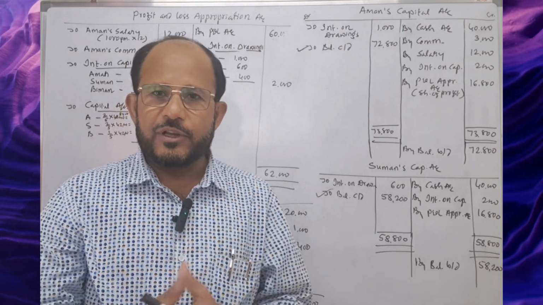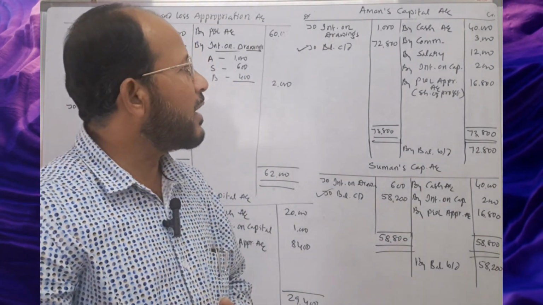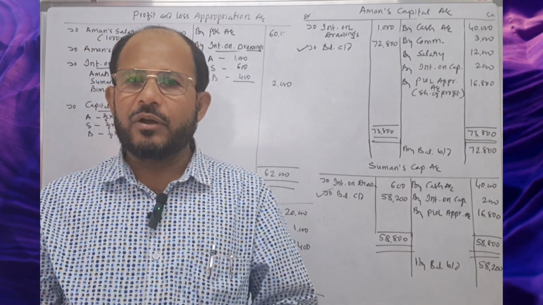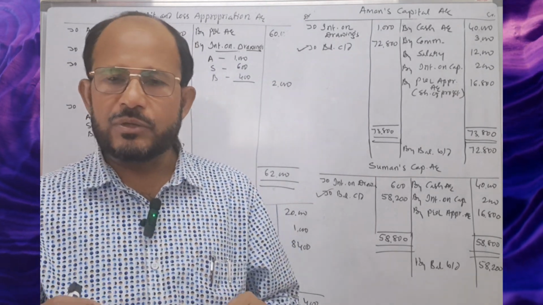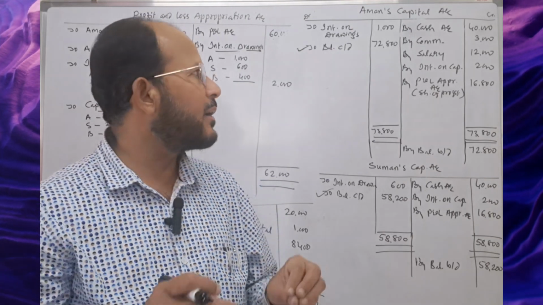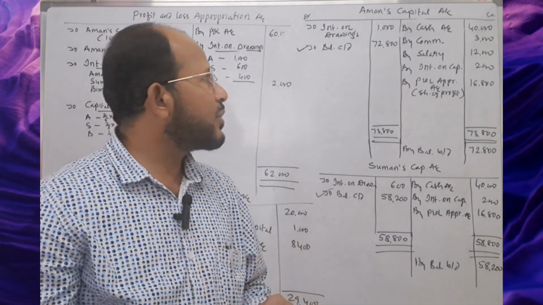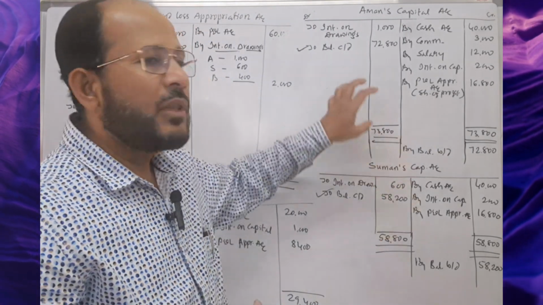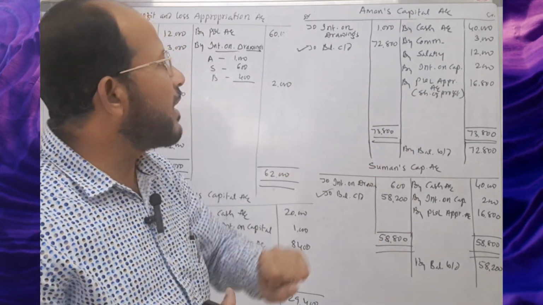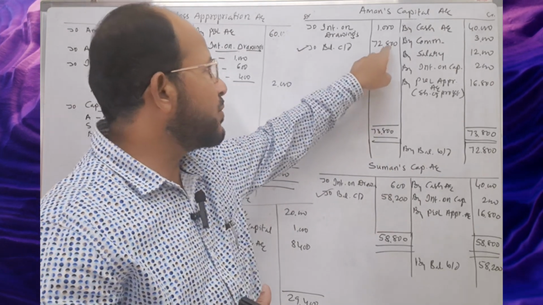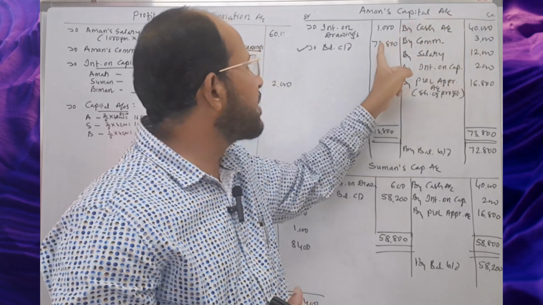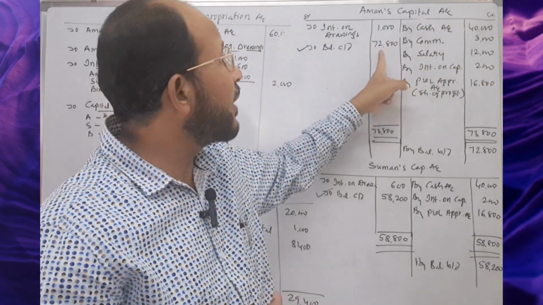Why is it called fluctuating capital? Because whatever amount the partners had invested, only that amount is not recorded in their capital accounts, but also all other adjustments like interest on capital, interest on drawings, salary, commission, etc. are also made through the capital account itself. Because of that reason, the capital balance changes. You see here, Mr. Aman had invested rupees 40,000, but his capital balance has come to rupees 72,800.